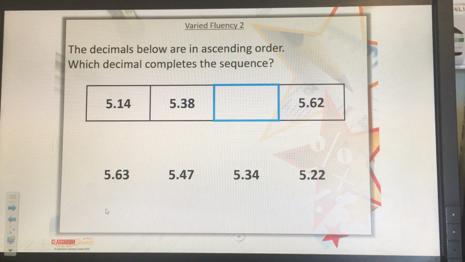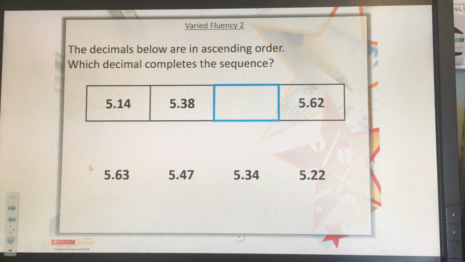Now, the decimals below are in ascending order. So remember, that means going from smallest to largest. Now, which decimal completes the sequence? So I'm going to look at all of these numbers. They all have 5 ones. But I'm looking for a number that is between 0.38 and 0.62.